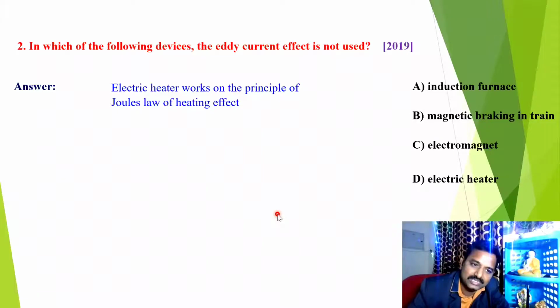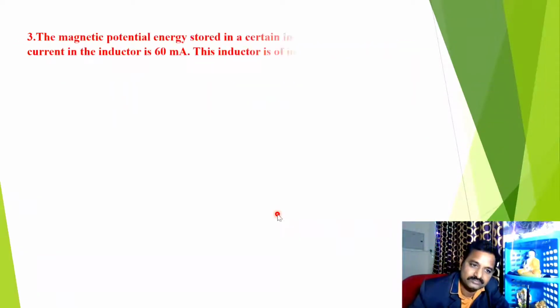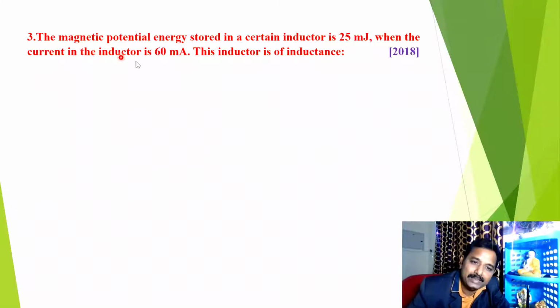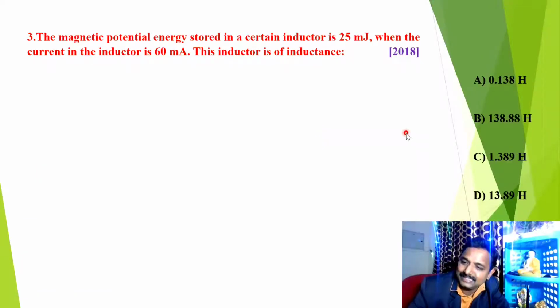Now we will go with the third question. The magnetic potential energy stored in a certain inductor is 25 millijoule when the current in the inductor is 60 milliampere. This inductor is of inductance. It was given in 2018. Here are the options. Option A 0.138 Henry, option B 138.88 Henry, option C 1.389 Henry, and option D 13.89 Henry.